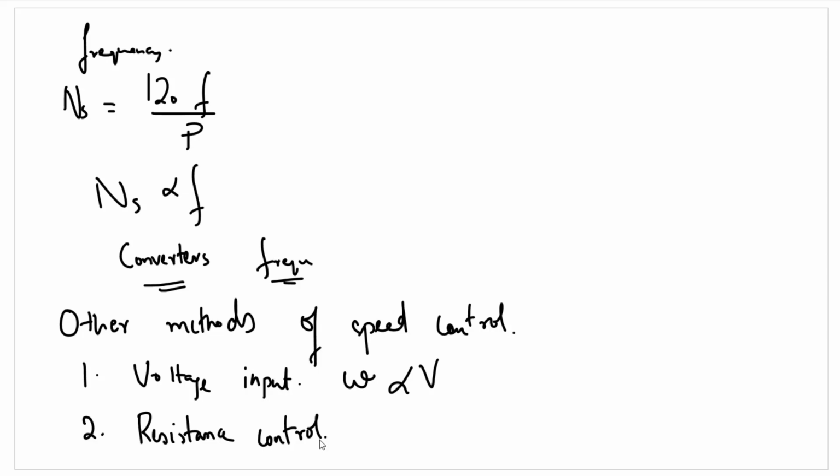But in case of squirrel cage induction motors, it is not possible to change the rotor resistance. By rotor resistance, we are actually changing the rotor current. If rotor current is increased, the speed will increase. If rotor current is decreased, the speed will decrease.